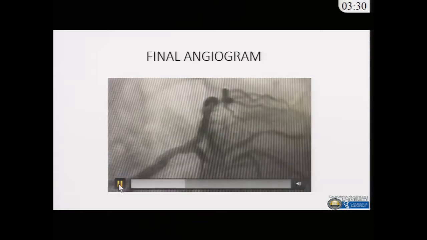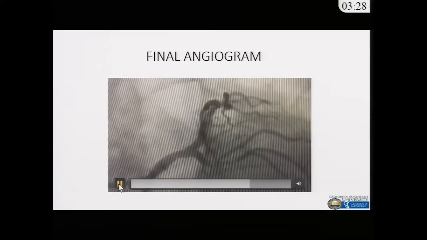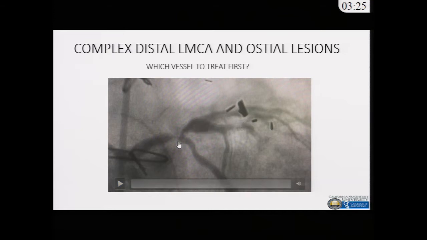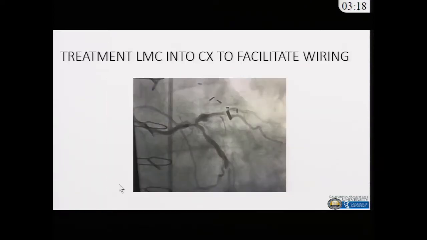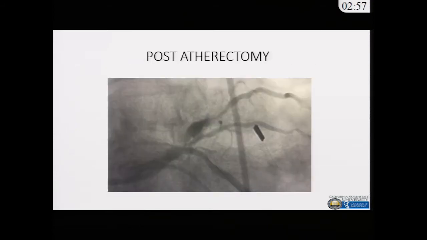So I took that concept and started seeing more eccentric lesions, as here. It's very similar to the one I just showed you, but I wanted to show you something else you can do here. So we have an eccentric lesion. We actually decided to burr into the circumflex because I could not get the wiring. But usually, if you have a complex lesion, I usually rotablate into the circumflex, because getting into the LAD is easier than into the circumflex.